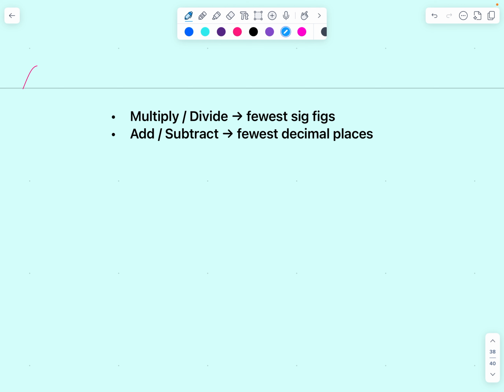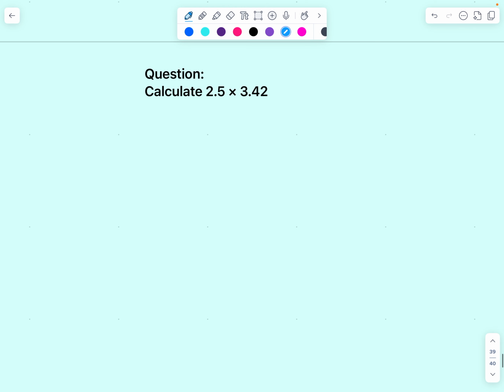So let's talk about this one. Part 4, sig figs and calculations. When you multiply and when you divide, you want the fewest sig figs. When you add and subtract, you want the fewest decimal places. Let's try this one out. You got 2.5 times 3.42. How many significant figures are here? 2 sig figs. How many are here? They're all non-zero digits, so 3. So I did on my calculator 2.5 times 3.42. I got 8.55.